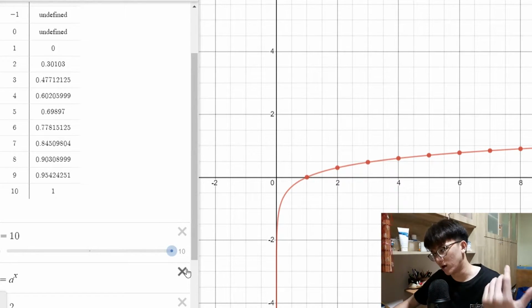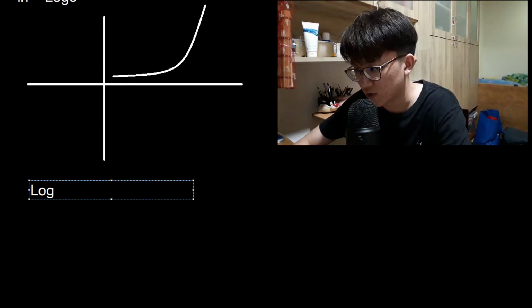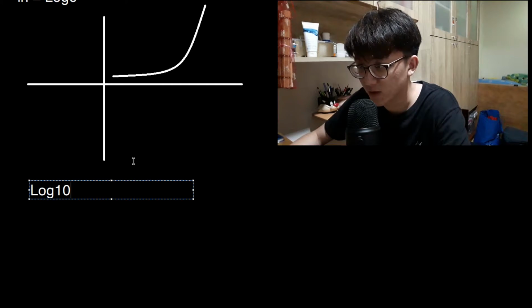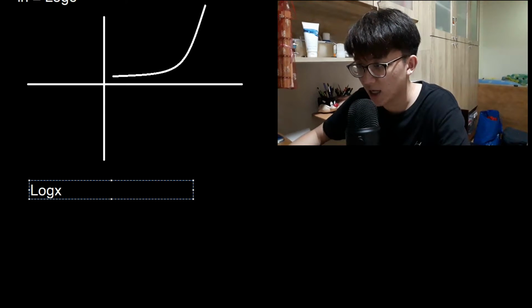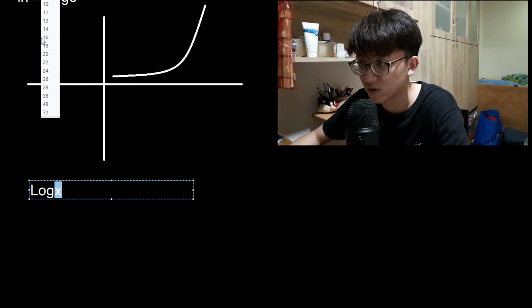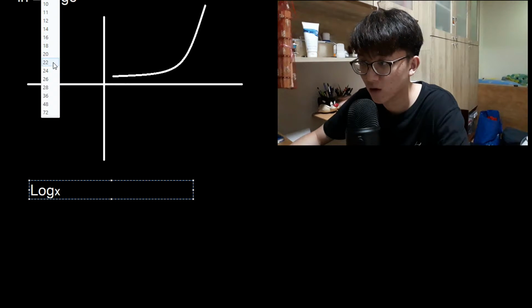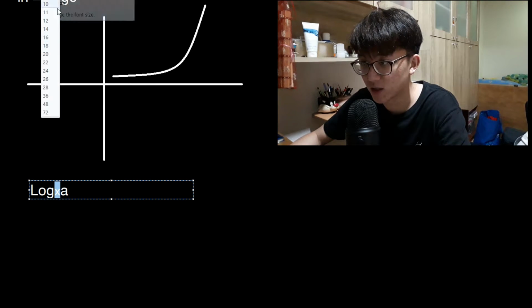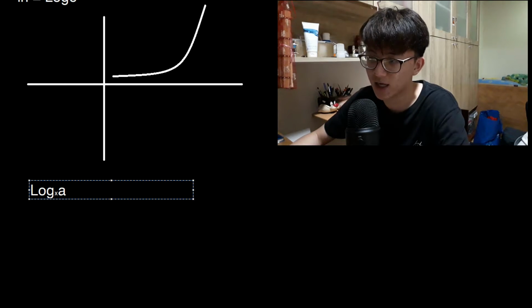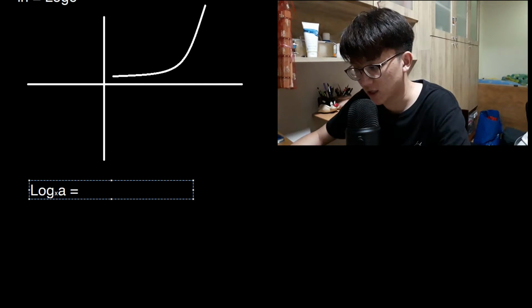And how do you switch it? Well, I'm going to show you how here. Usually you have a logarithm. Let's say log, base X, of A, and I want to change it: log base X of A equals B.